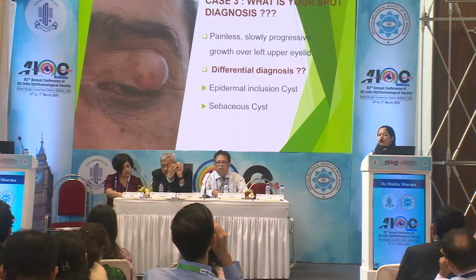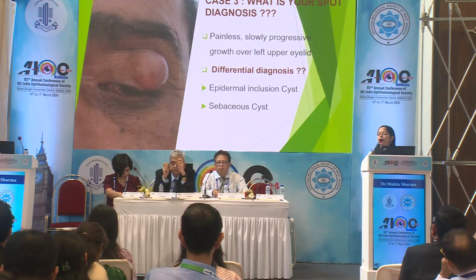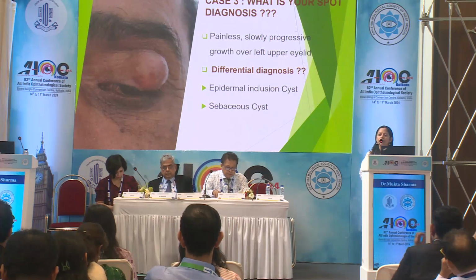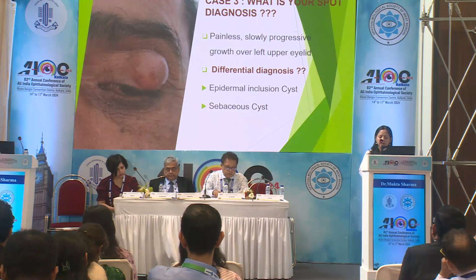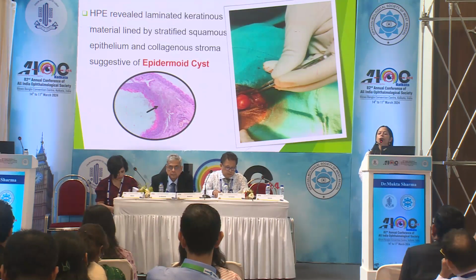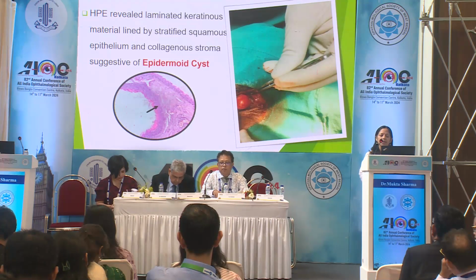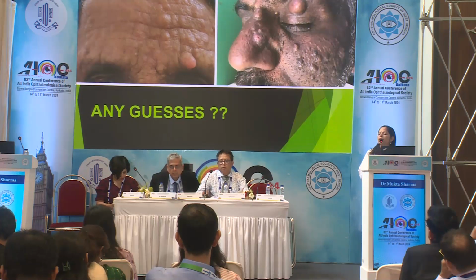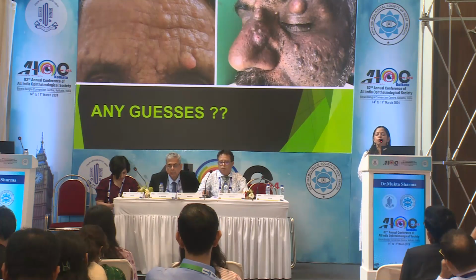Another 40-year-old male presented with slowly progressive growth over the left upper eyelid. So was it an epidermal inclusion cyst or a sebaceous cyst? What was it? Again, excision was planned, as you can see in the intro picture. It was excised in toto and sent for histopathological examination. And you can very well see in the slide, it shows stratified squamous epithelium with collagenous stroma, and it was suggestive of epidermoid cyst.